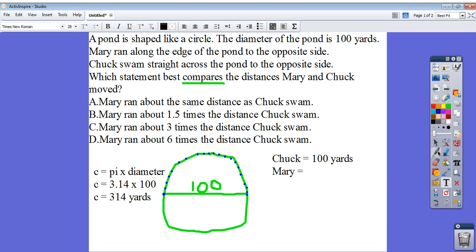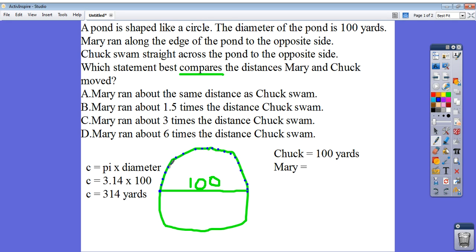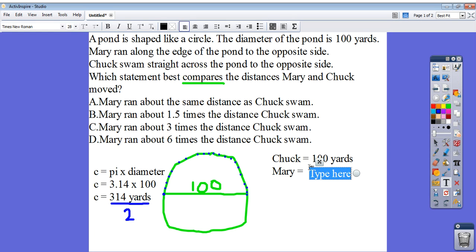But Mary didn't run all the way around. She only ran halfway around. So I want half of my circumference. To figure out half, I can go ahead and divide it by 2. And 314 divided by 2 equals 157. So Mary ran 157 yards.